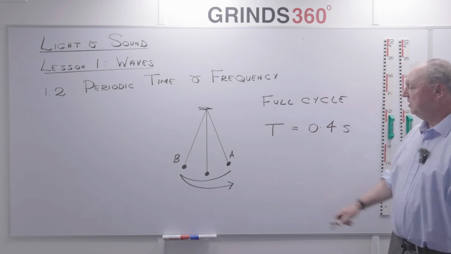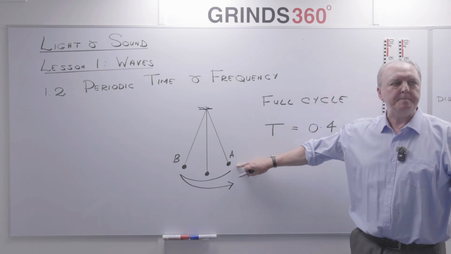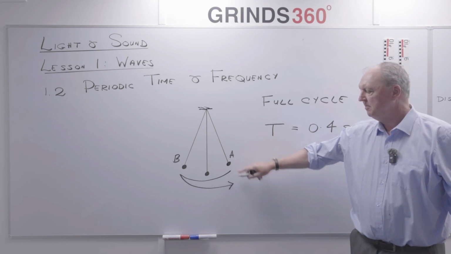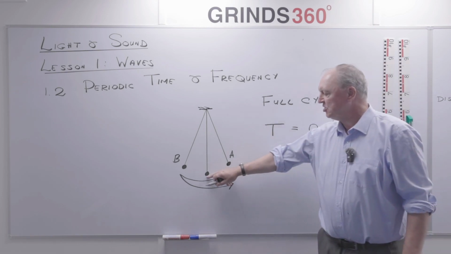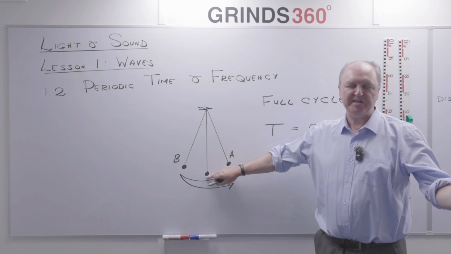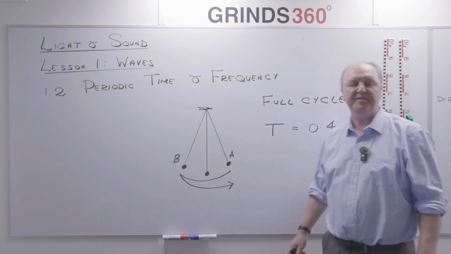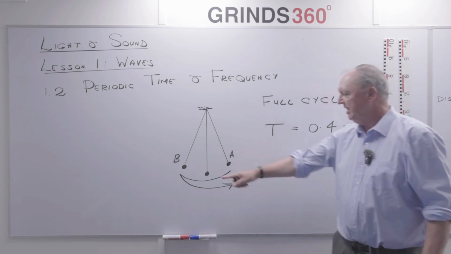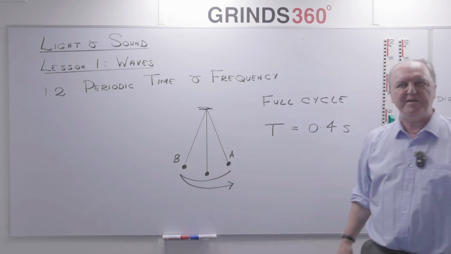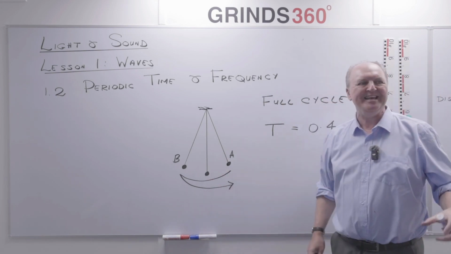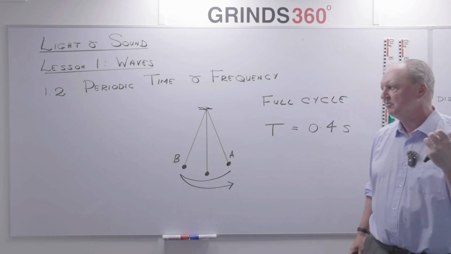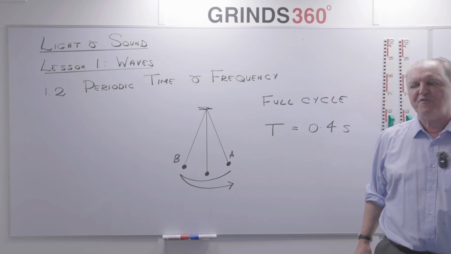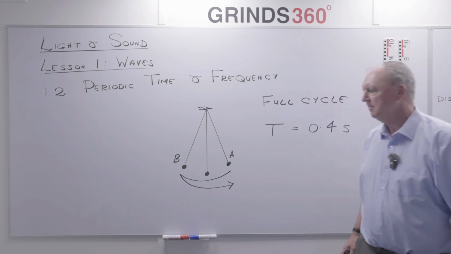What does that mean? Well, let's say it's at A right now. Well, that's 0 seconds. I let it go. It goes to its central position. That'll take 0.1 of a second. Then it goes across to B. That'll take another 0.1 seconds. Now we're up to 0.2 seconds. It'll come back to its central position, 0.3 seconds. And finally back to A. That'll be 0.4 seconds. The periodic time is the time it takes for a complete cycle.